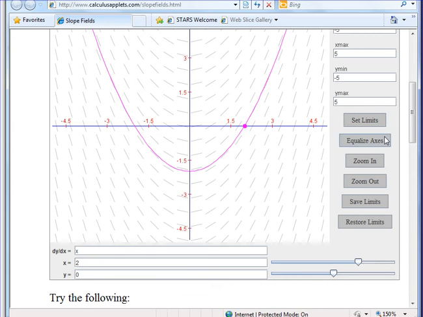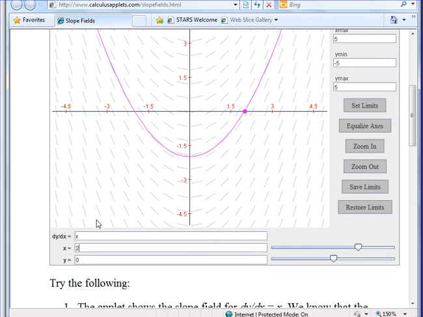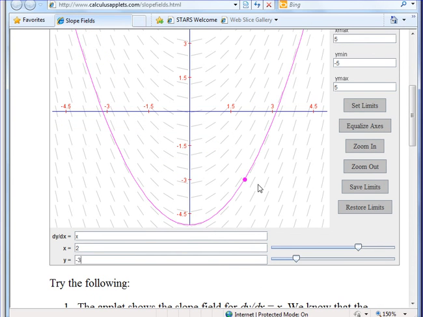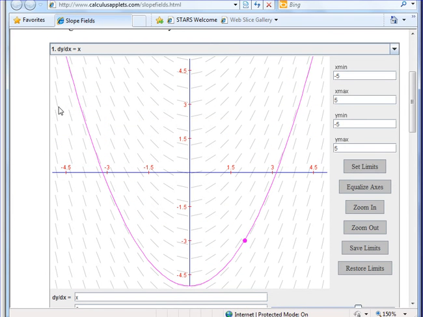Now look, it still looks parabolic, and it is, but it's now going through a different point. So the particular solution has changed. What if I wanted to go through (2, -3)? If you can see right away, it changes the particular solution immediately. And this slope field is just showing the direction of where this curve would go. I think it's pretty amazing.